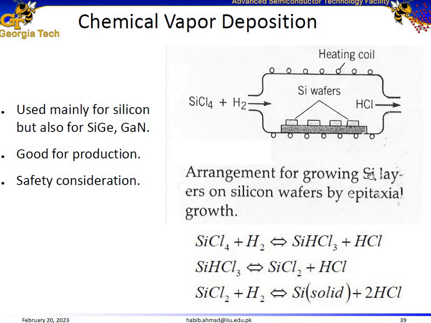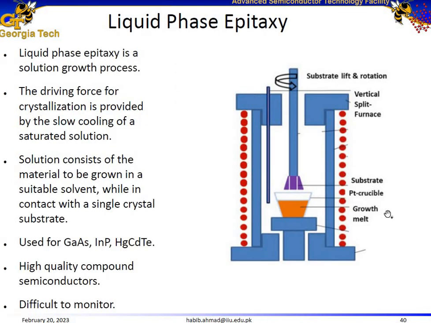But the disadvantage of this technique is that it does have a lot of safety considerations. It's not really safe. It doesn't have a safe environment. It has a toxic environment. So there are a lot of safety requirements for this kind of growth technique.